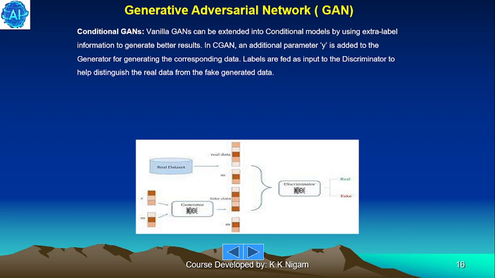Conditional GANs. Vanilla GANs can be extended into conditional model by using extra label information to generate better results. In CGAN, an additional parameter y is added to the generator for generating the corresponding data. Labels are fed as input to the discriminator to help distinguish the real data from the fake generated data.